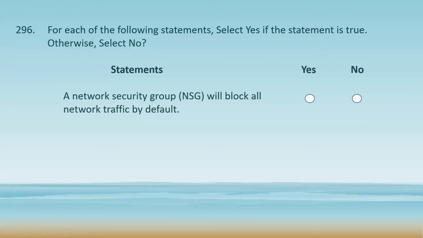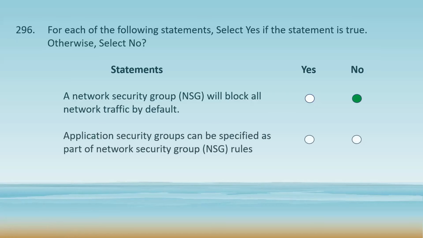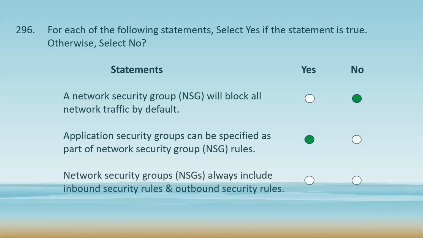This is question number 296. And again, in this question, you need to read a few statements and select whether each statement is right or wrong. The first statement is: a network security group will block all network traffic by default. This statement is incorrect. We'll look at more detail on why we have chosen these statements as right or wrong in a few minutes by going into the Azure portal. Meanwhile, let's look at the second statement. Application security groups can be specified as part of network security group rules. This statement is correct, my friends. And the third statement is: network security groups always include inbound security rules and outbound security rules. This is also correct.